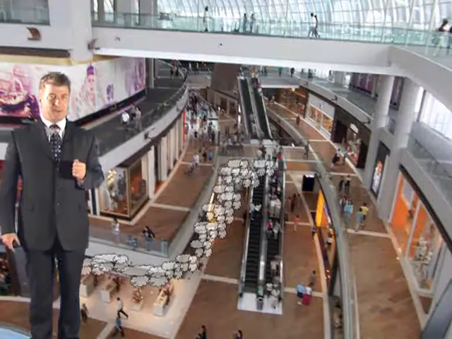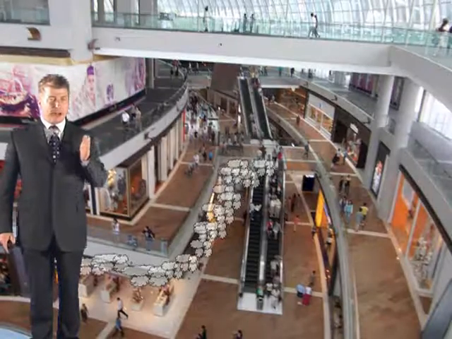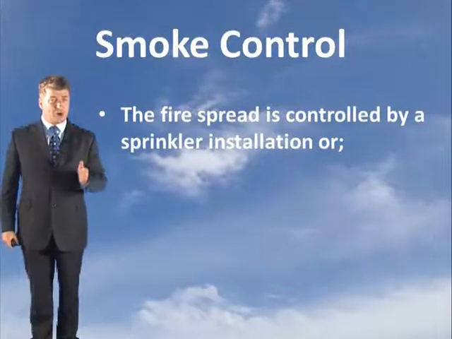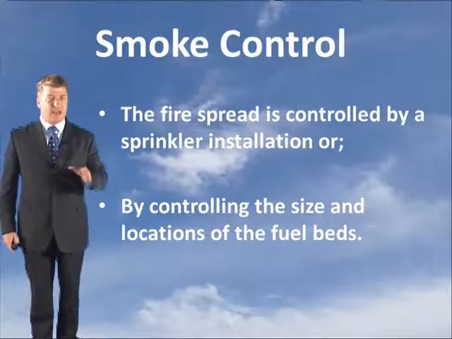Now, almost invariably, smoke control in buildings is used to compensate either directly or indirectly for a lack of passive compartmentation. Now, compartmentation in a building controls the spread of fire and smoke by putting physical barriers around the fire. Now, control of the spread of fire is dealt with by essential complementary measures which perform in one of two ways. Either the fire spread is controlled by a sprinkler installation, or by controlling the size and location of the fuel beds. Now, this equivalence between smoke control and compartmentation is true whether the objective of the smoke control is for protection of life, protection of business continuity, or some other objective.